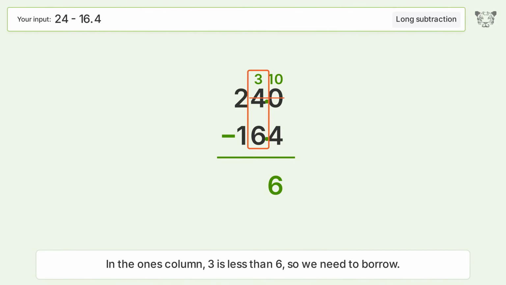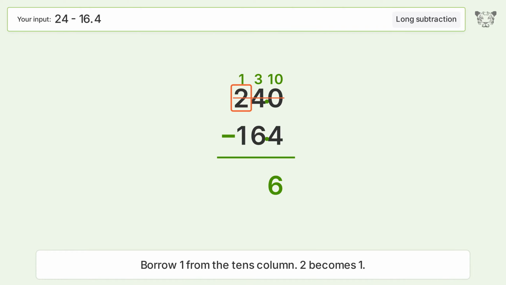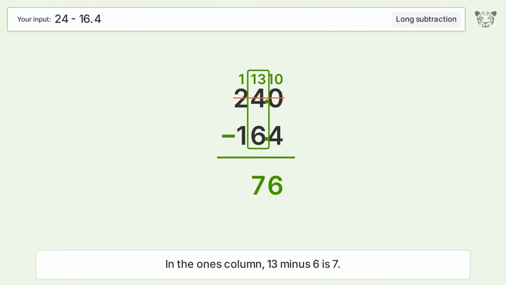In the ones column, 3 is less than 6, so we need to borrow. Borrow 1 from the tens column. 2 becomes 1. The 3 in the ones column becomes 13. In the ones column, 13 minus 6 is 7.